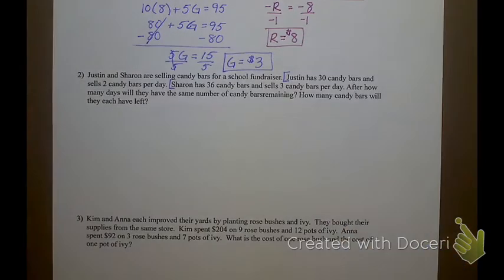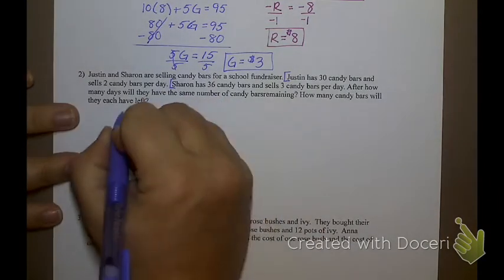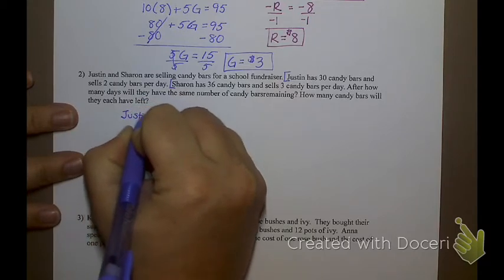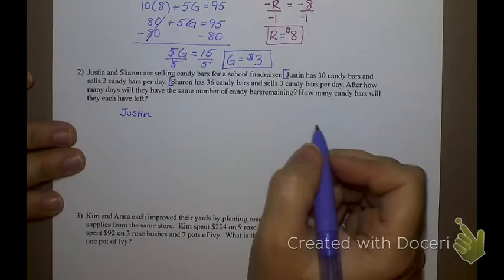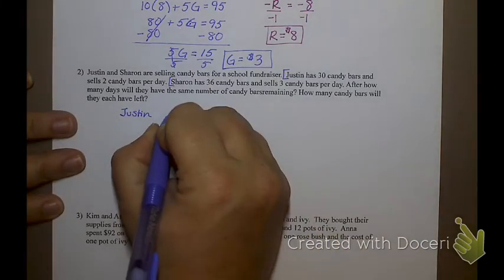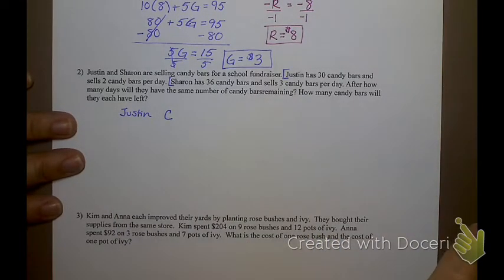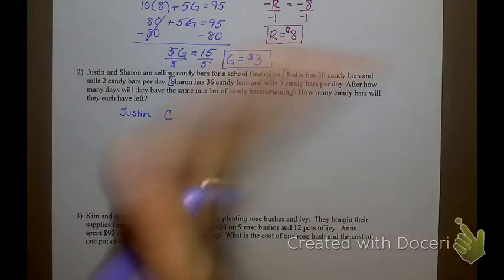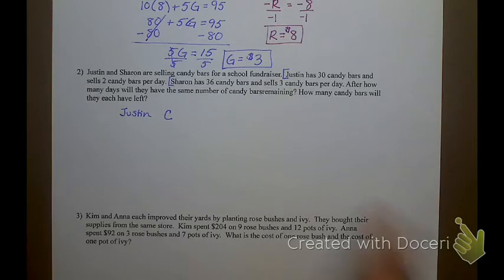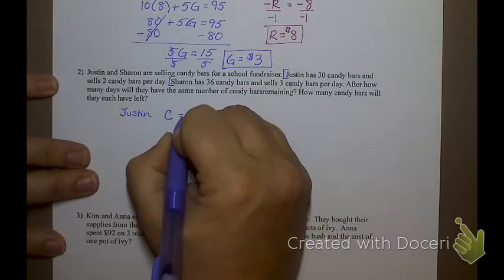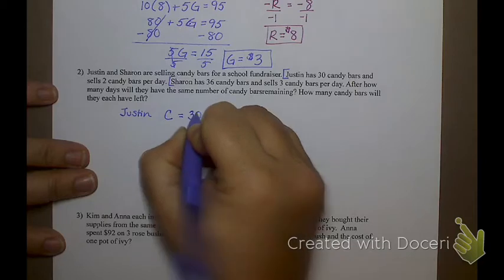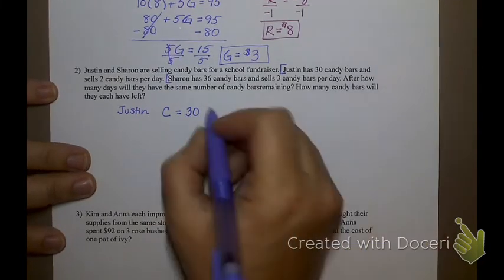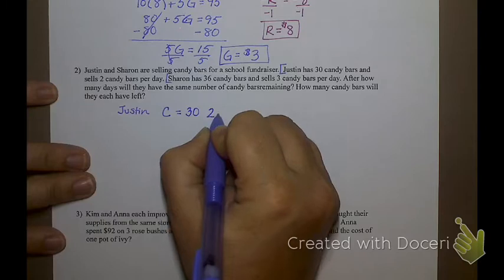This one's a little different because it's not really a cost per candy bar kind of thing, is it? Kind of, sort of. So let's start off with Justin, just because he comes first alphabetically. So the number of candy bars he has left, I'm going to call C. I don't get very creative with the letters. I like the letters to start with something so I know what I'm referring to. If I used X, then at the end I'd be like, oh wait, what was X? Is that the number of candy bars left? Is that how many you started with? I don't know. So that he has how many candy bars? 30. And he sells, watch this, 2 per day.